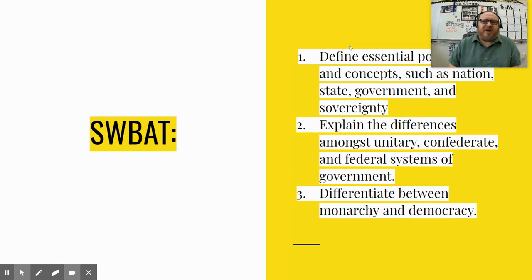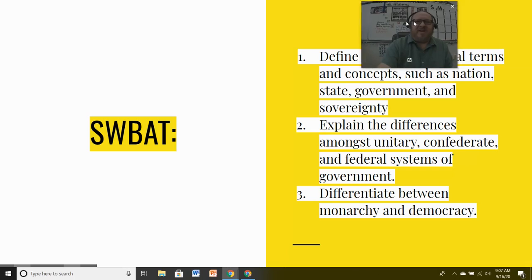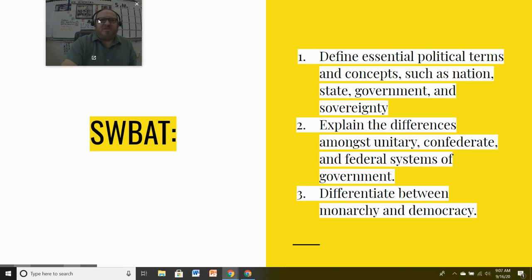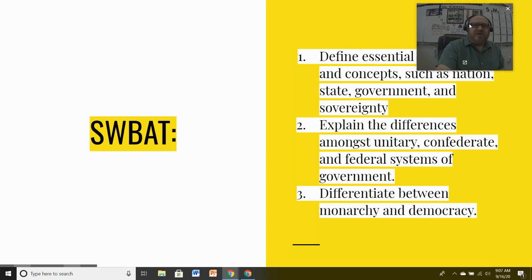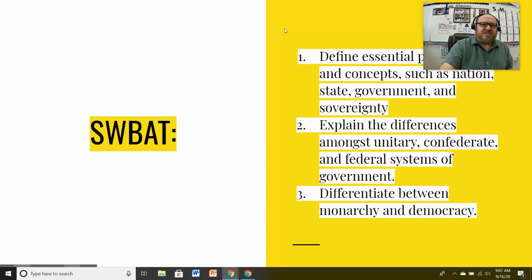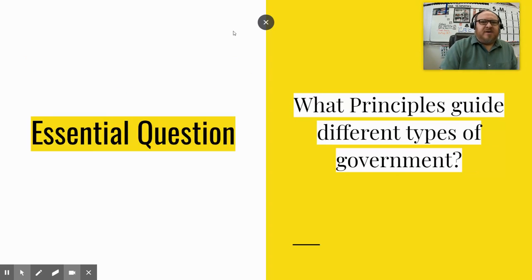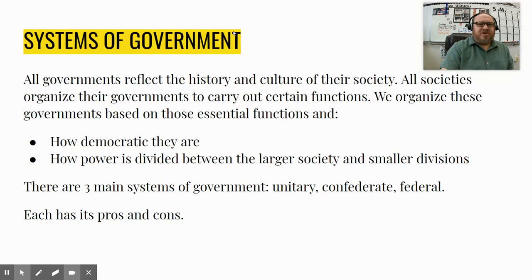Hey, there is your SWABOT. You are going to define the essential political terms, concepts such as nation, state, government, and sovereignty, which we've already done. You explain the difference amongst unitary, confederate, and federal systems of government, and differentiate between monarchy and democracy. All right, so there's our essential question.